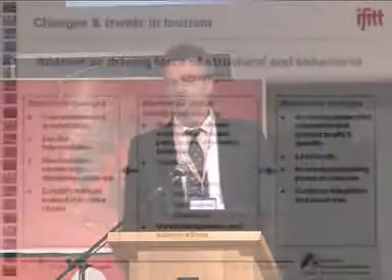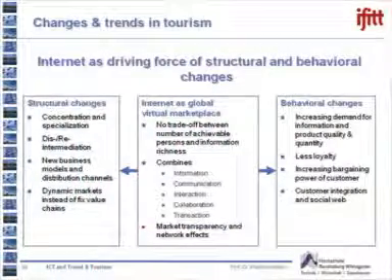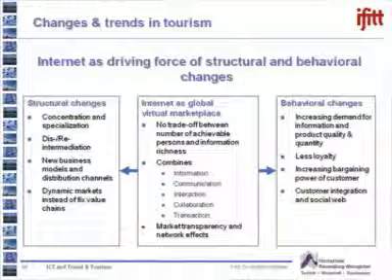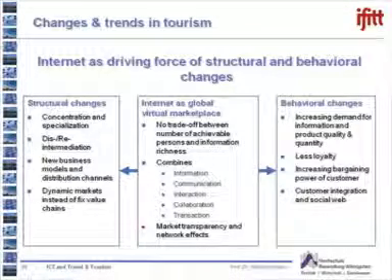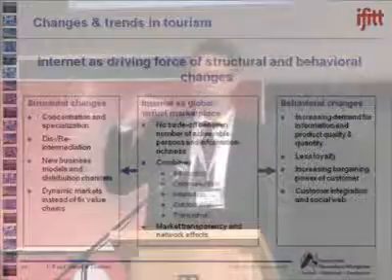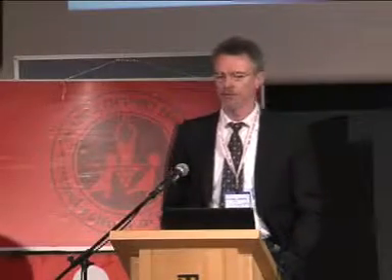On the one side, there are structural changes induced by the Internet. The first we already saw: concentration, specialization is obvious. Companies are getting bigger, taking over each other. Then we saw already disintermediation and reintermediation based on this market transparency. Then there are new business models, new distribution channels coming up. Hotels, for instance, have several different distribution channels to reach the customer. And finally, there are dynamic markets possible instead of fixed value chains.